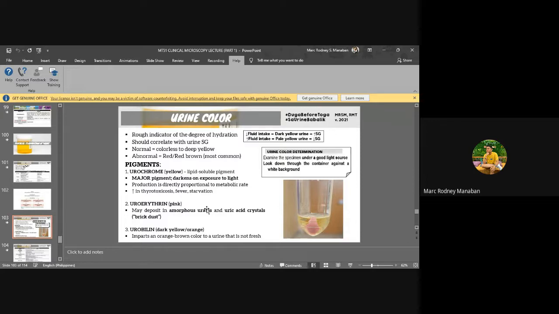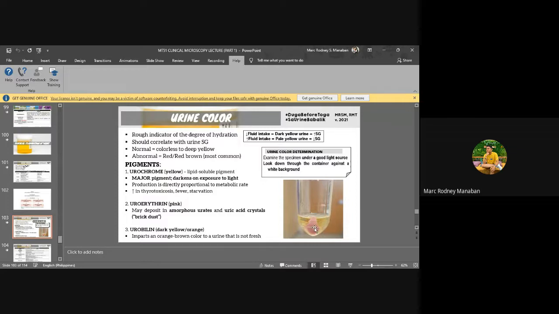So kabantay mo na if mag-fever mo kay medyo dark inyuhang ihi, di ba? Okay, because of intense increase imuhang urochrome production. All right. Now another minor pigment is your uroerythrin, which gives the urine a pink color, especially if combined with amorphous urates and uric acid crystals. Okay? Siya ang makaproduce ana pink color known as your brick dust.